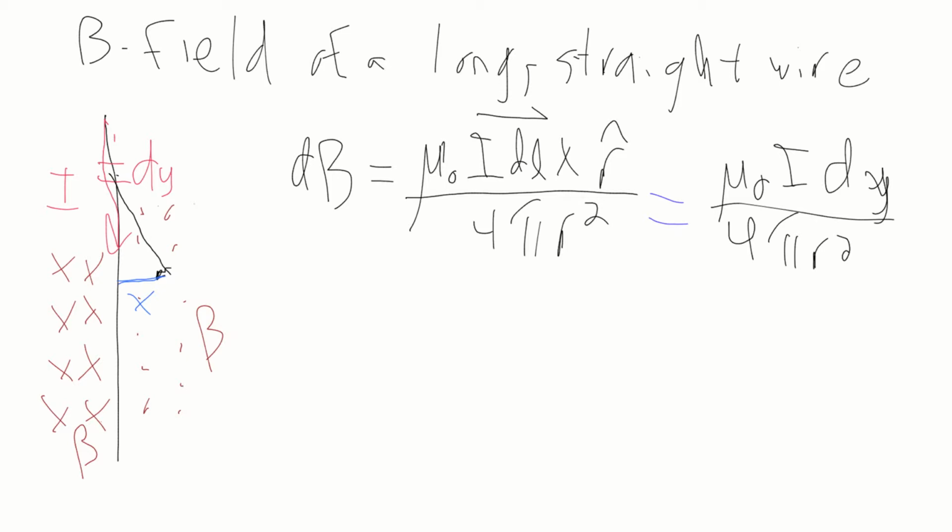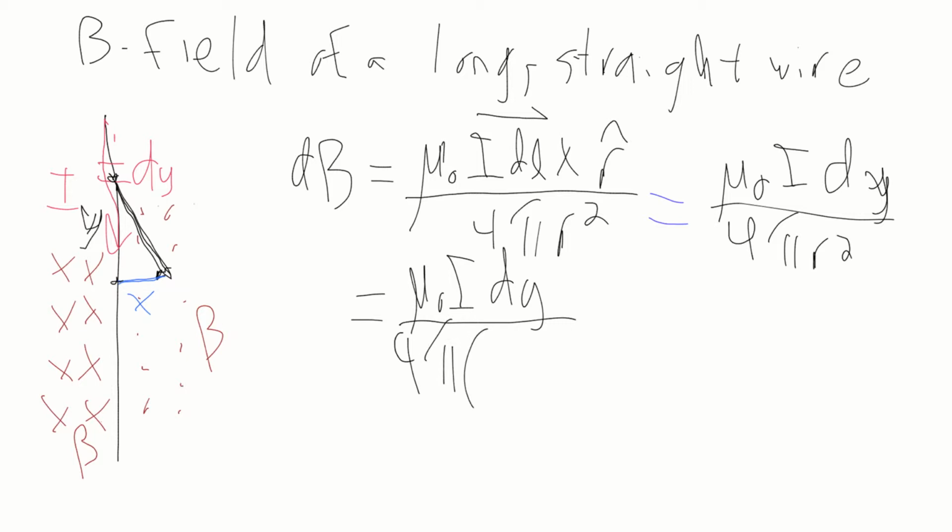And you can see that r is going to be this distance here, which if I call this distance y, the distance between the perpendicular point and the point that dy is, then r is going to be the square root of x squared plus y squared. So we have mu naught I dy over 4 pi times the square root of x squared plus y squared, all squared.